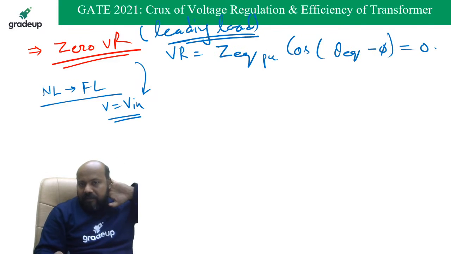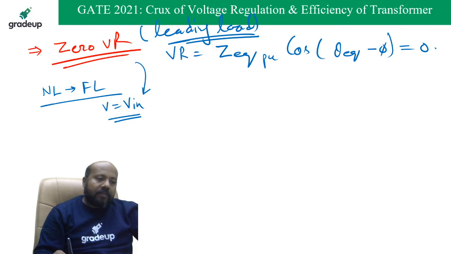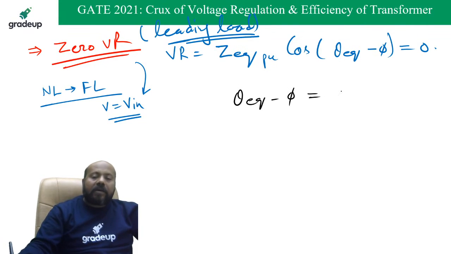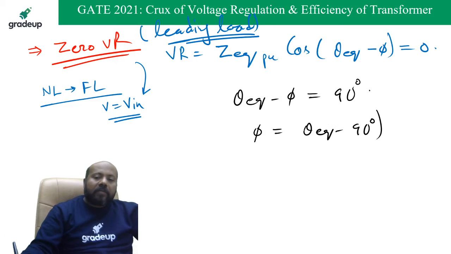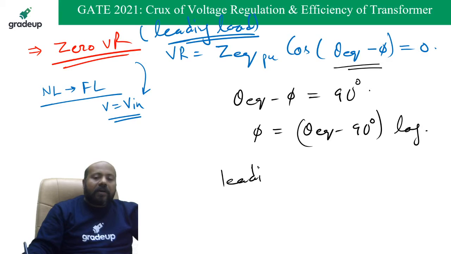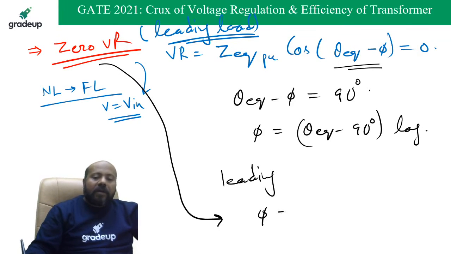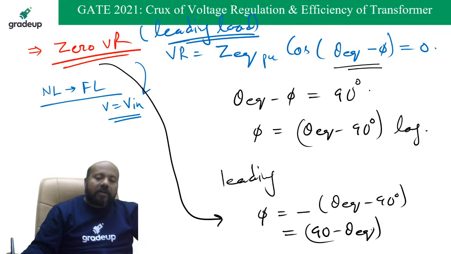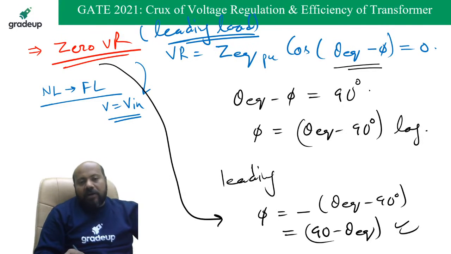Is it clear? When this value is going to be 0, theta equivalent minus phi is going to be equal to 90 degrees, or you can say phi is equal to theta equivalent minus 90 degrees. But you have to remember you have found this by using the formula for lagging load. For leading load, phi must be replaced with minus phi. It means for the leading load condition you get zero voltage regulation. So phi will be minus of theta equivalent minus 90, or you can say 90 minus theta equivalent. Same condition that we have achieved in the short transmission line voltage regulation. I hope you are getting this.